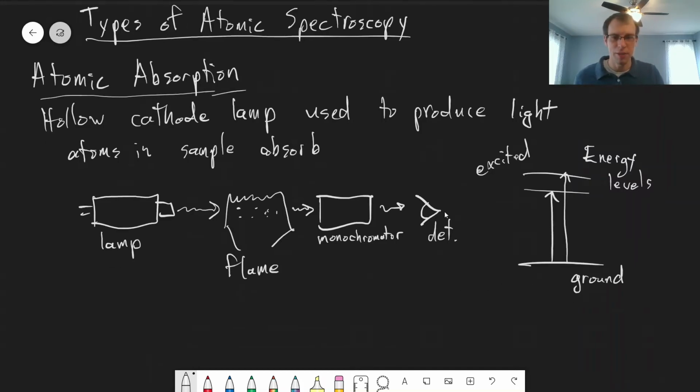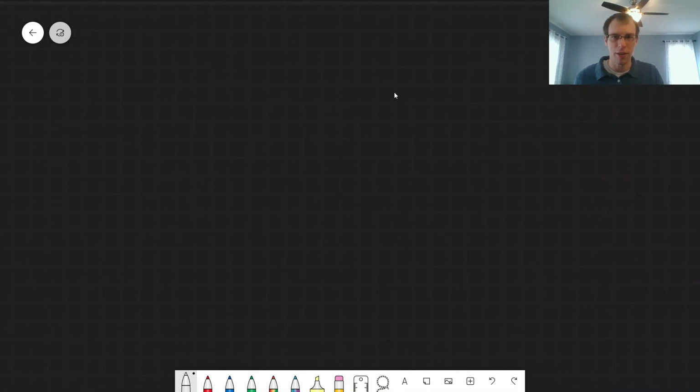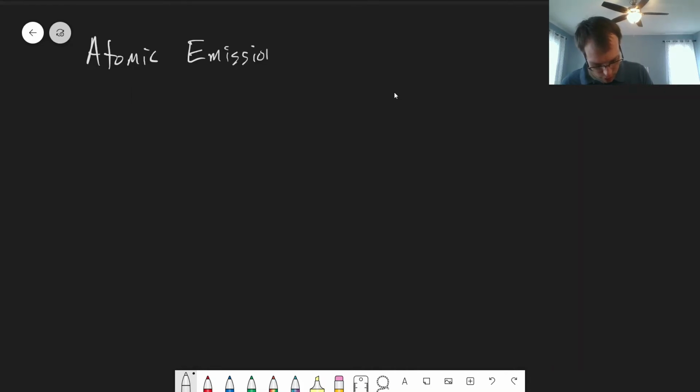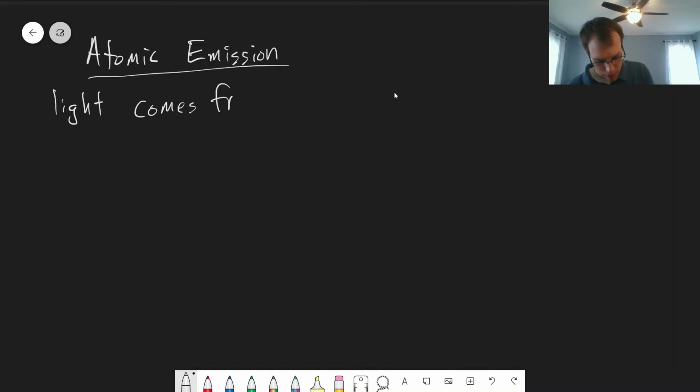Our second option is atomic emission spectroscopy. And as you might expect from the name, here instead of a lamp, we have the light coming from our sample. Light comes from the atoms in our sample. Now these flames are hot enough that we can excite the electronic states of these atoms, and that allows us to see the light that is emitted as they relax back down to the ground state. So light comes from the atoms that are thermally excited.